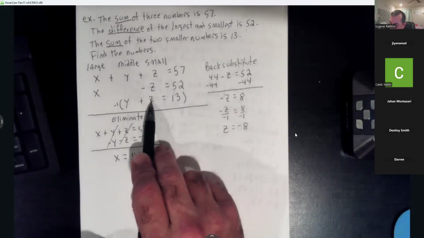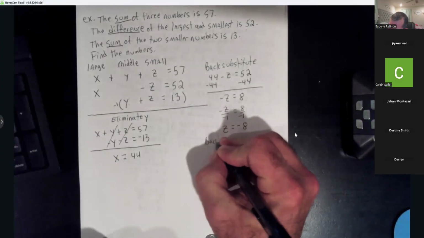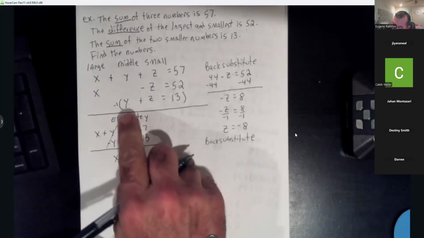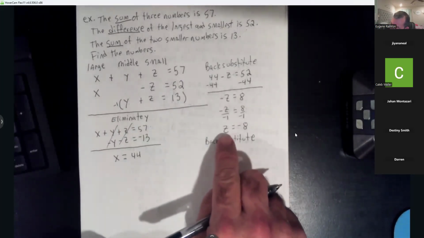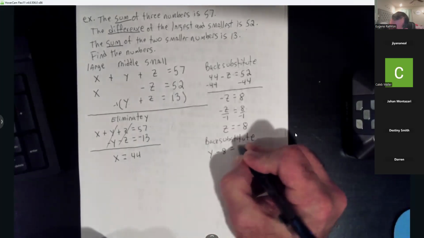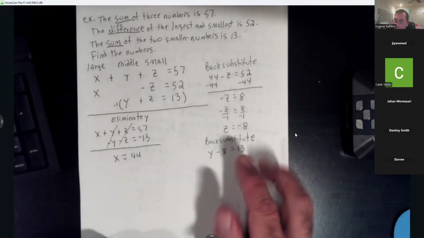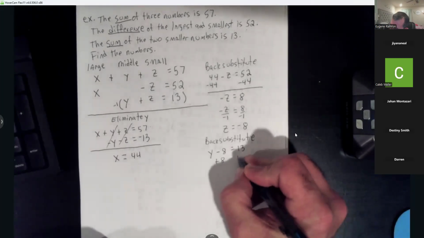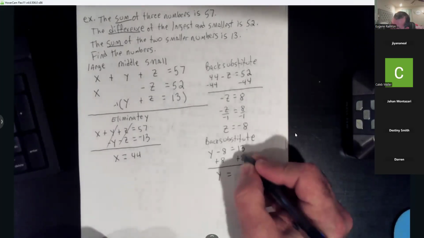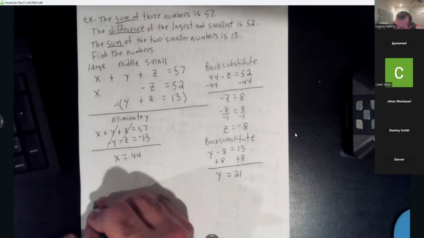So look here. I know z now. I can solve this one for the y. So I'm going to back substitute to get that one. So y plus z will be y minus my 8 equals 13. All right, also to solve that, I'm going to add 8 to both sides. So that I get my y, that cancels. 13 and 8, 21.